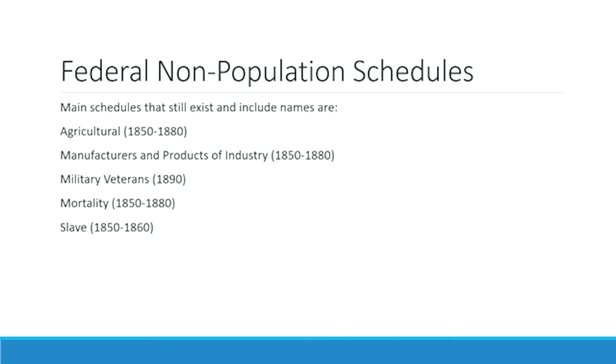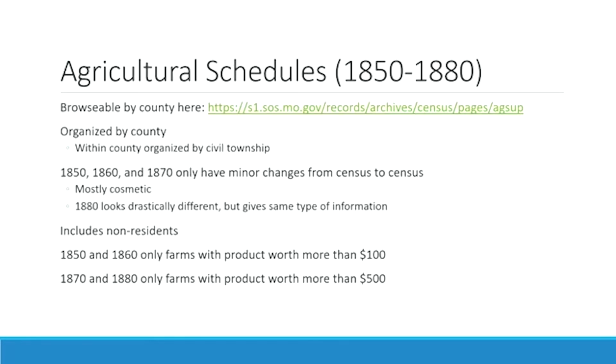But we are going to talk a little bit more about the non-population schedules that do still exist and actually include names. So the agricultural schedule exists from 1850 to 1880. The manufacturer's schedule and the products of industry schedule, they renamed them at various times, exists for 1850 to 1880 as well. The military veteran schedule, which most people are fairly familiar with, and is online in all the same places as the federal population schedule, exists for 1890. The mortality schedules exist for 1850 to 1880, and the slave schedules for 1850 to 1860.